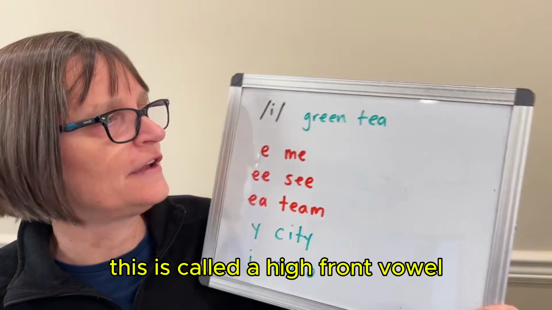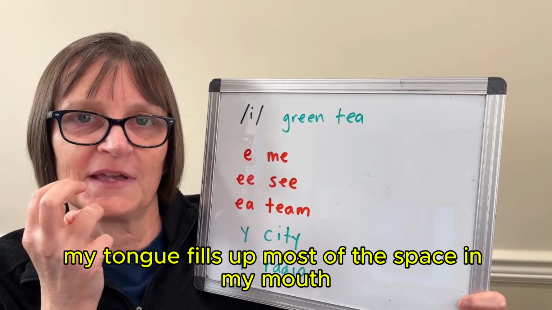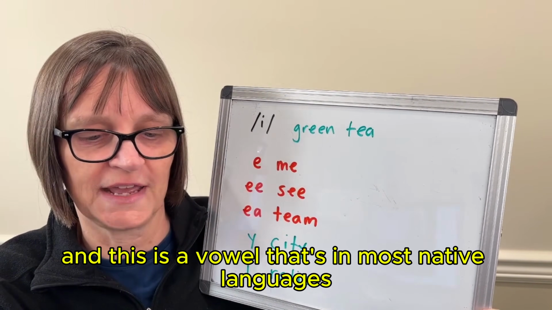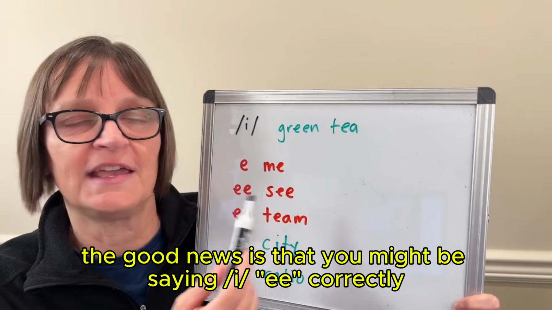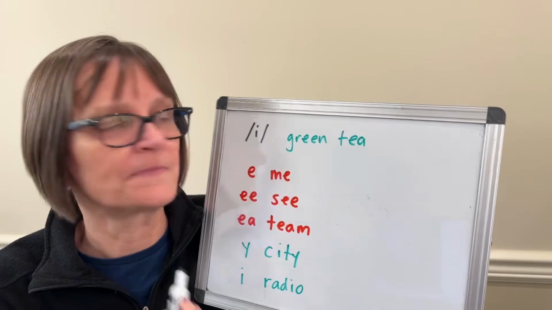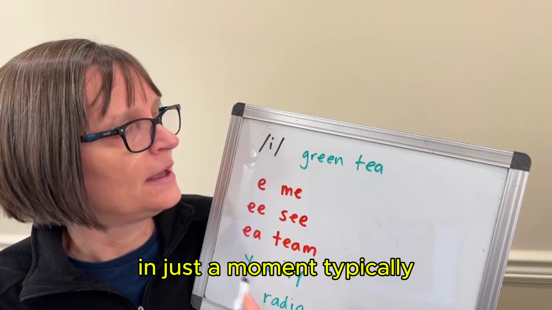This is called a high front vowel. When I say E, my tongue fills up most of the space in my mouth, and this is a vowel that's in most native languages. The good news is that you might be saying E correctly most of the time when you're speaking in English. I'll talk about accent error patterns you may have on the vowel in just a moment.